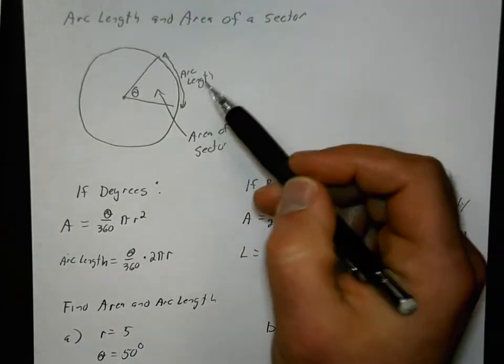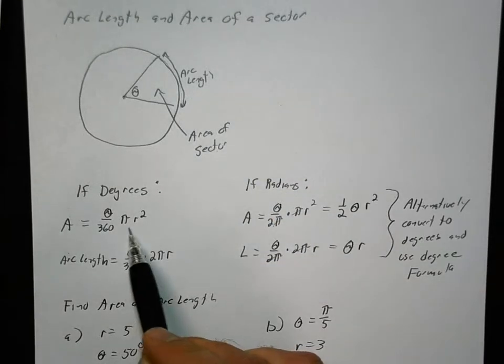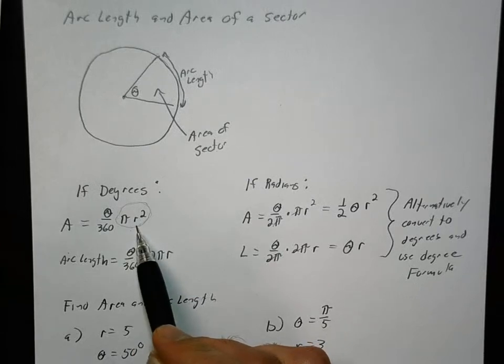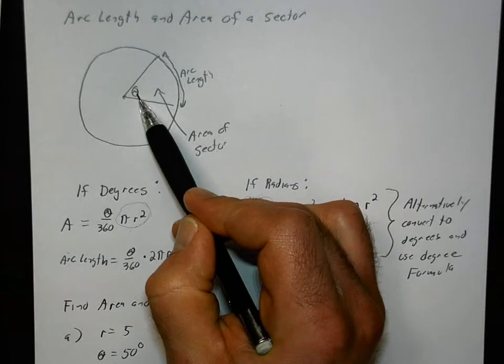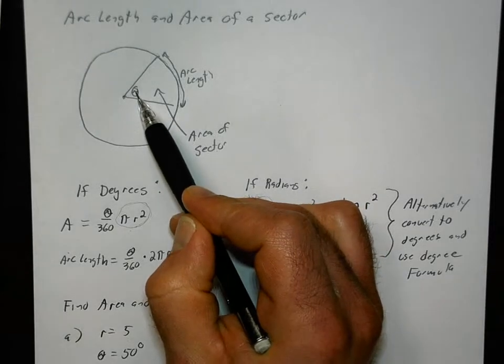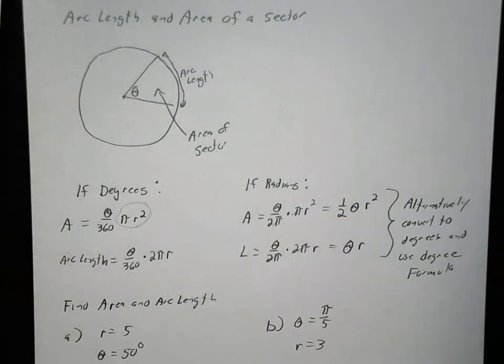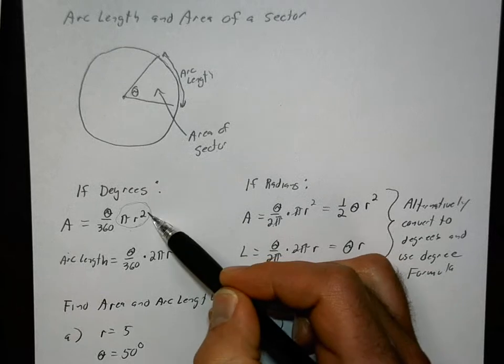Okay, so the way we find the area of a sector, we know the formula for area of a circle is pi r squared. All we do is multiply the area of a circle times the ratio of whatever the central angle is, which is that little angle, over 360. Because it's really a ratio of the whole circle. Okay, so that's the formula if we're in degrees here.